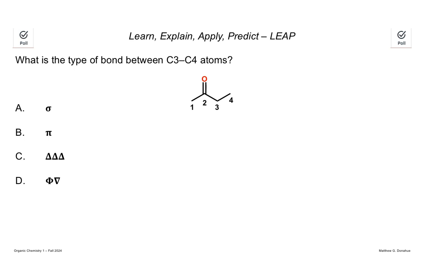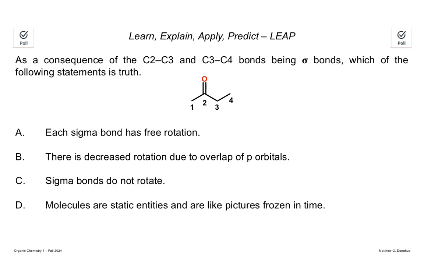And so what type of bond is between C3 to C4? That's a sigma bond. So as a consequence of the C2 and C3 bonds both being sigma bonds, which of the following statements is true? The answer is A. Sigma bonds have free rotation. And so when we draw this, that means we can represent, so the little squiggle there just means if we rotate about C2 to C3, that has the same structure, the same molecule.